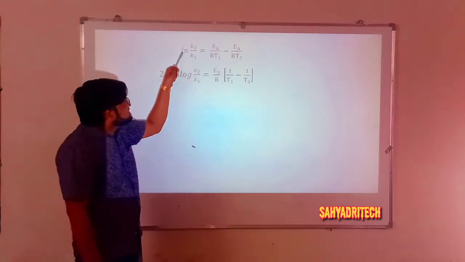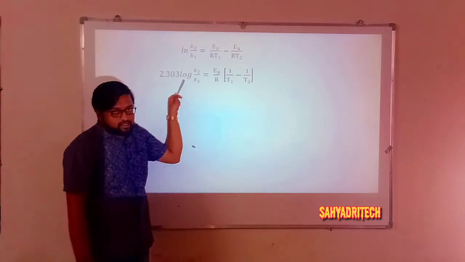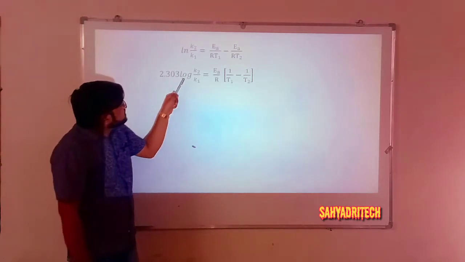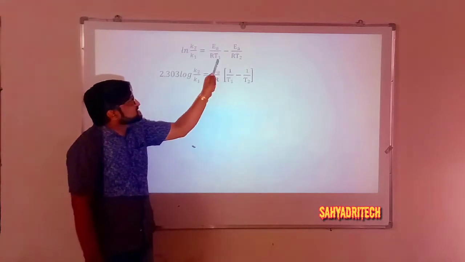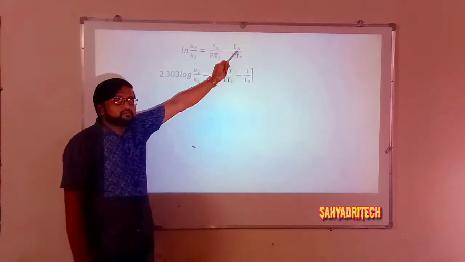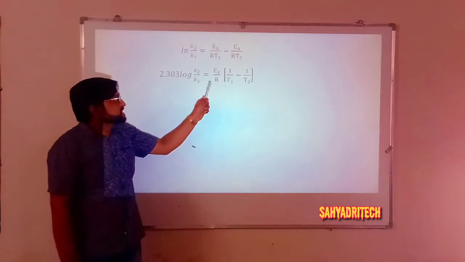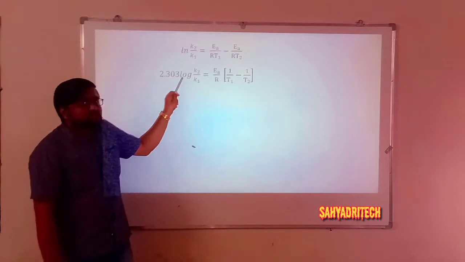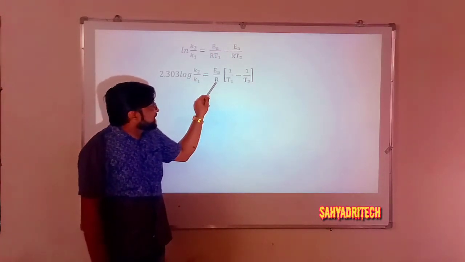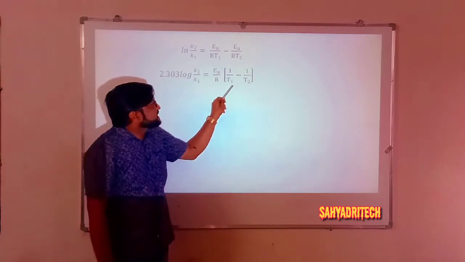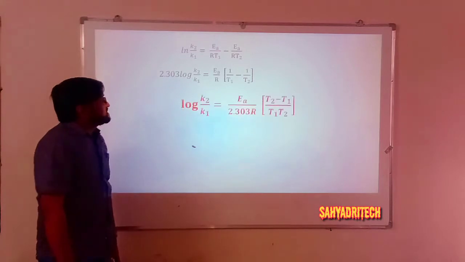Further, we know ln is nothing but I can replace ln by 2.303 log. So 2.303 log K2 by K1 is equal to, what is common here on the RHS side? Activation energy is common and gas constant R is common. So those common terms are taken outside. So 2.303 log K2 by K1 is equal to Ea divided by R, bracket of 1 by T1 minus 1 by T2. Okay, we'll simplify further.